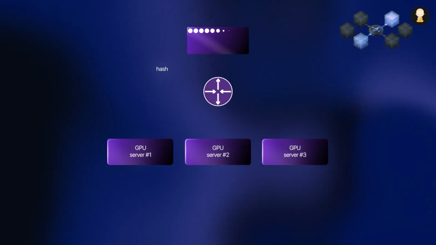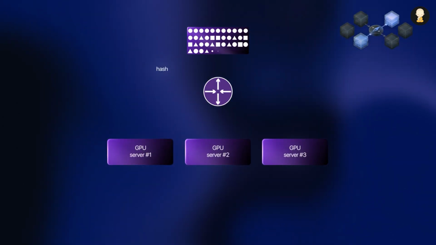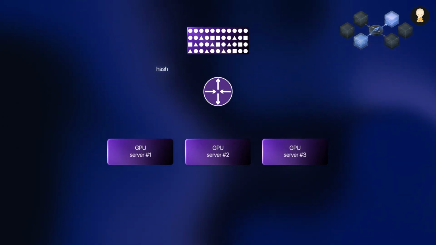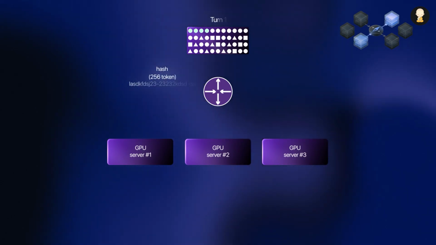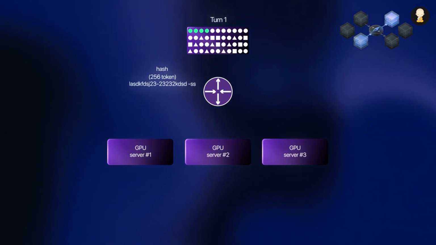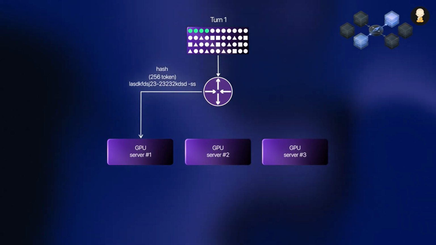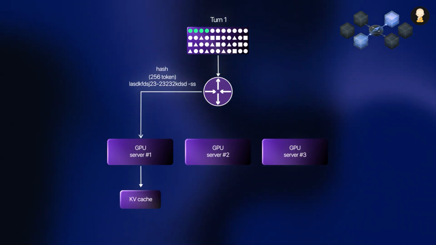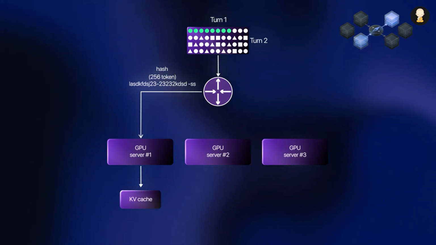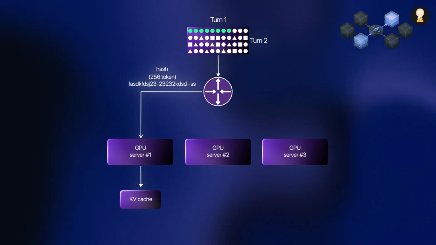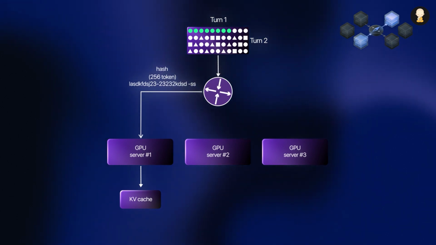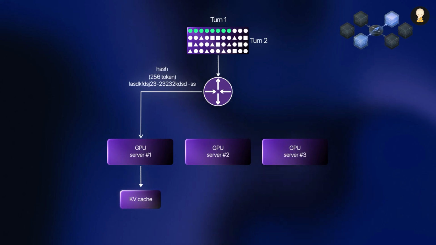Okay, but in a multi-GPU scenario, how does routing work to reach the same server where our KV cache is? To do this, the hash of the first 256 tokens is computed and routed to a server based on a random value. The prefill happens and the KV cache is stored. On the next call, the same starting 256 tokens remain the same, leading to the request hitting the same server again and using the KV cache.